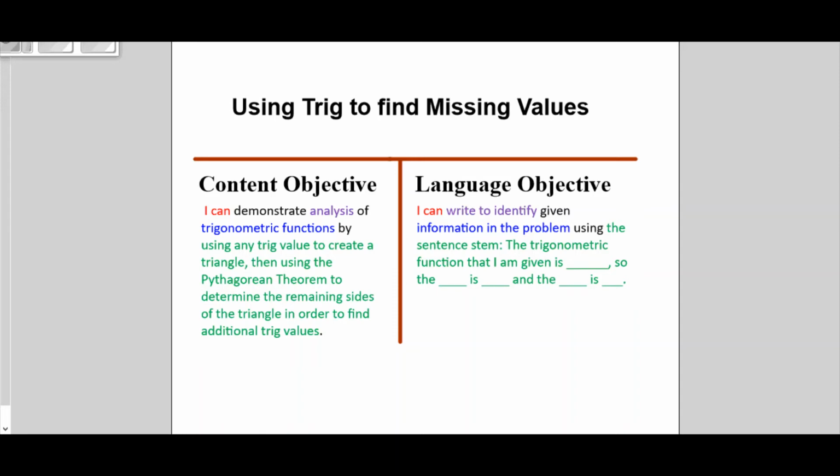This lesson is called Using Trig to Find Missing Values. Basically, what you're going to be given is a trig value, and you need to create a triangle and solve the triangle for the remaining trig values. So let's go ahead and just start with an example.